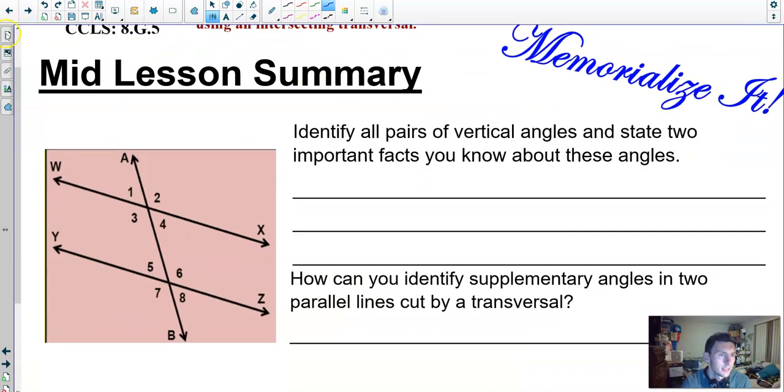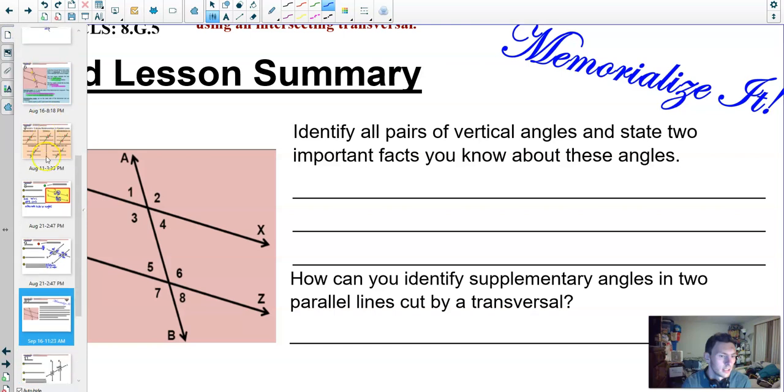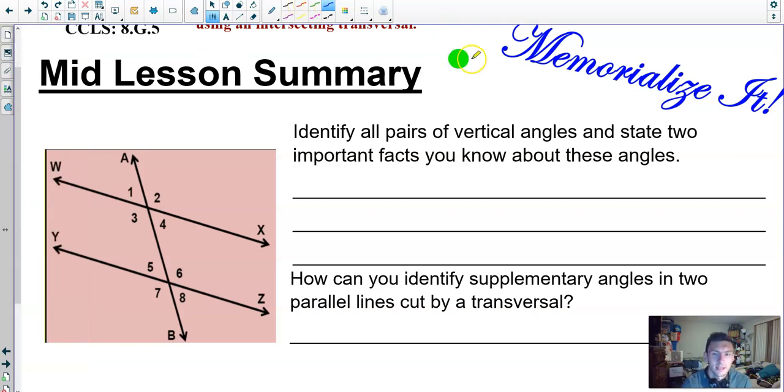So here's this quick mid-lesson summary. I'm just seeing only a couple slides up. We're okay here. Here's a mid-lesson summary. Identify all the pairs of vertical angles, because if you can find the vertical angles, then you already know half of them. And then the second question is how you find the other four. So even if you forget all that vocabulary, as long as you can find the vertical angles and the supplementary angles, you know all of them.